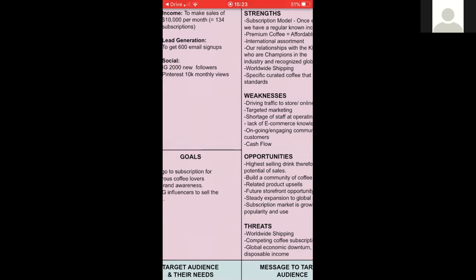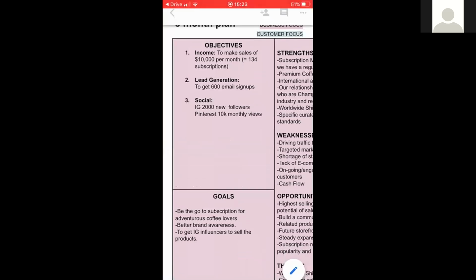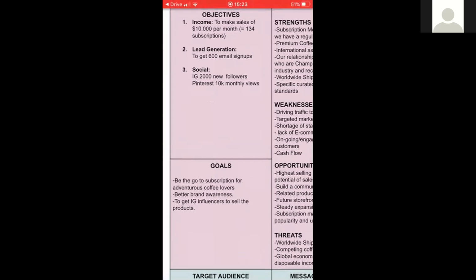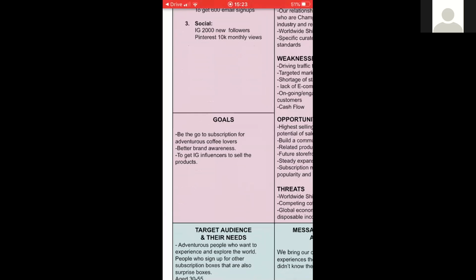Then we go across to the next line down as goals. So goals are generally like objectives, but these ones can be added onto your objectives and can be a little bit more open, where you can just say, these are the things that we're hoping to aim for. Again, you can put numbers in here. You can be quite specific, but you don't have to.